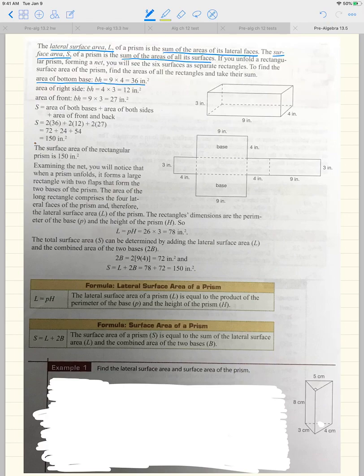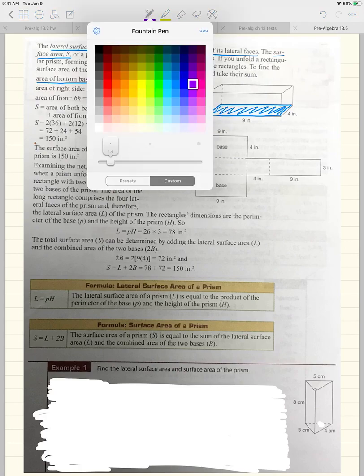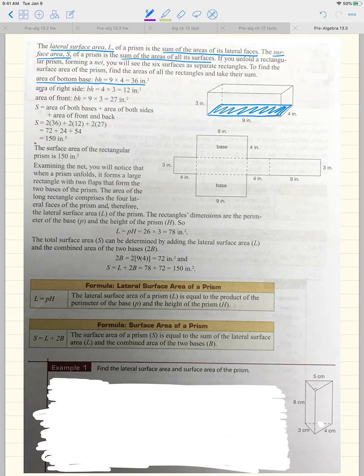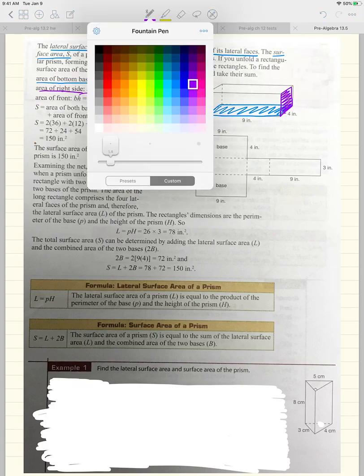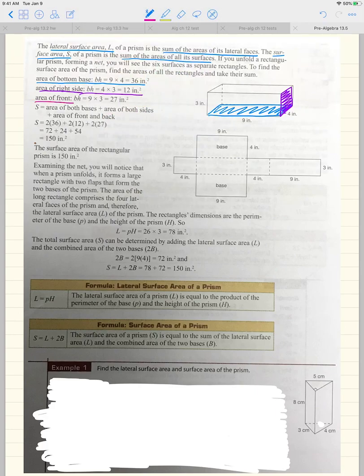So what are we talking about here? Bottom base. We're talking about this one right down here. This is the bottom base, all right? Then we have the area of the right side, okay, of the right side. 4 times 3 is 12 inches, right? So the right side, here's the right side, all right? Then we have the area of the front.